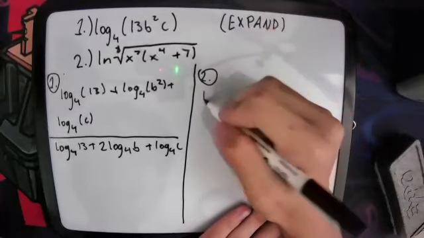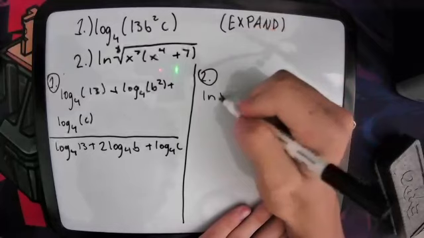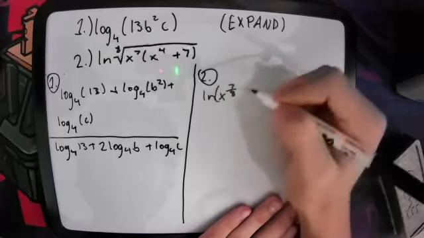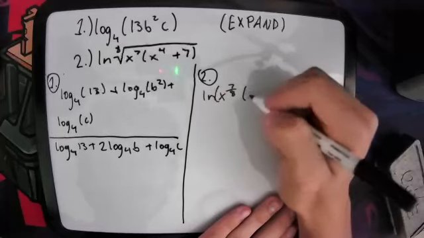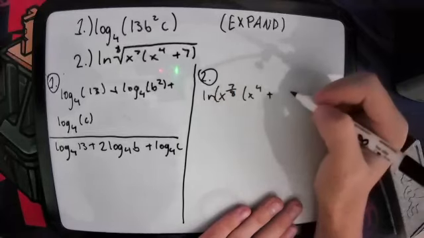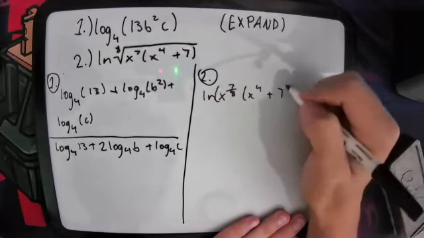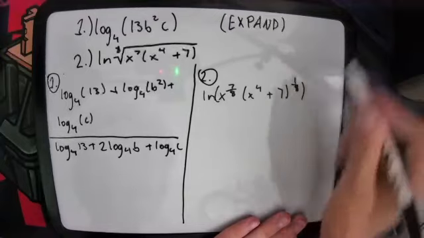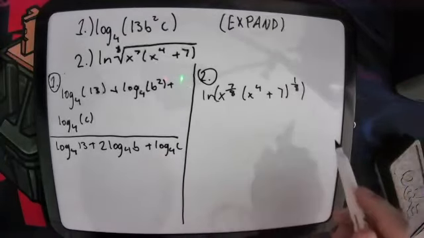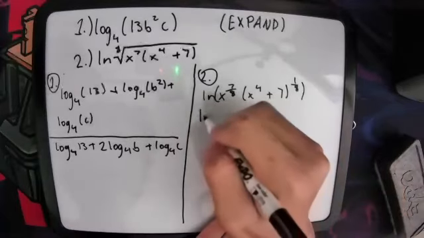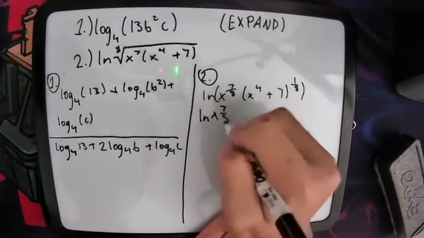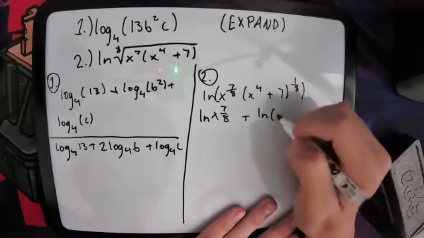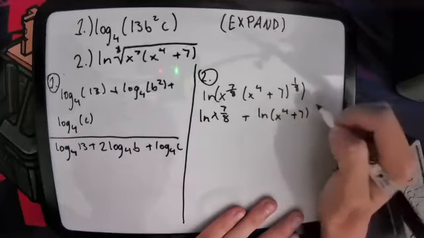So we have ln of x to the 7/8 times x to the 4th plus 7, that's to the power of 1/8. Now we could expand all of this. So we have ln x to the 7/8 plus ln of x to the 4th plus 7, and that's to the power of 1/8.